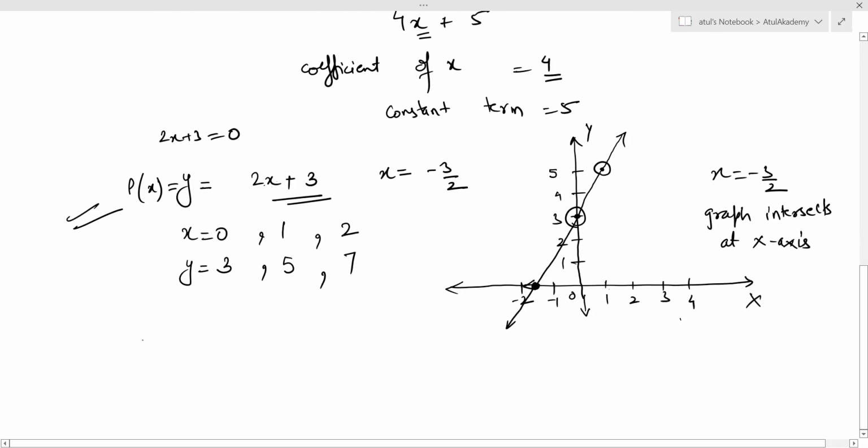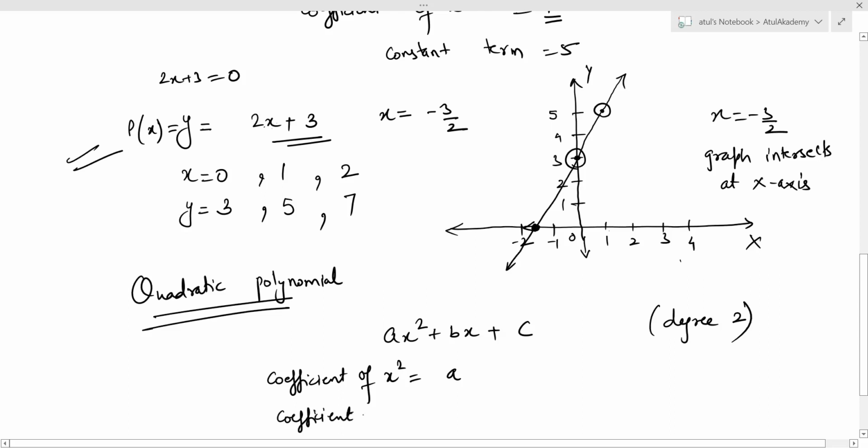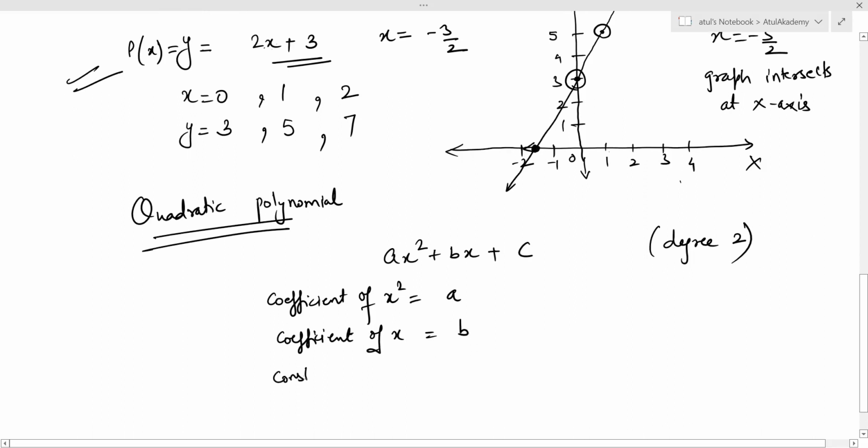It's clear. Now let's talk about a quadratic polynomial. A quadratic polynomial has degree 2 and is represented in standard form as ax square plus bx plus c. Degree is 2 over here. The coefficient of x square is a, the coefficient of x is b, and the constant term is c.